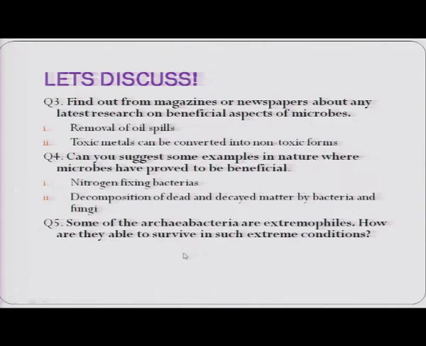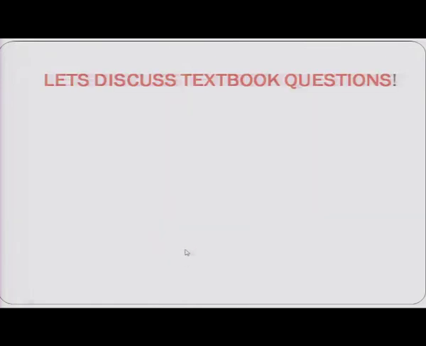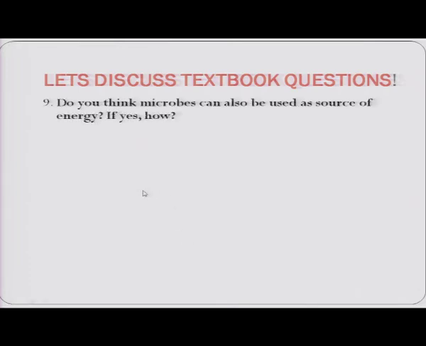You have read about the archaeobacteria. They have a special cell wall structure which allows them to survive under extreme conditions. With this, now let us discuss the remaining textbook questions. We have already discussed question 1 to 8 from our NCERT textbook, and now the remaining questions will be discussed.